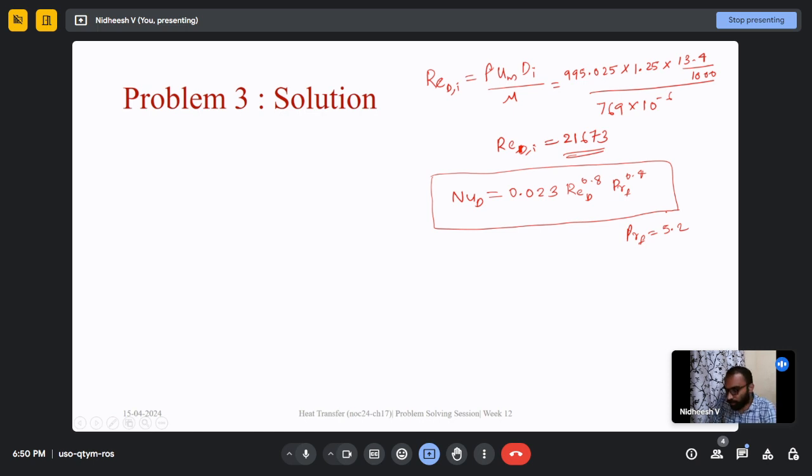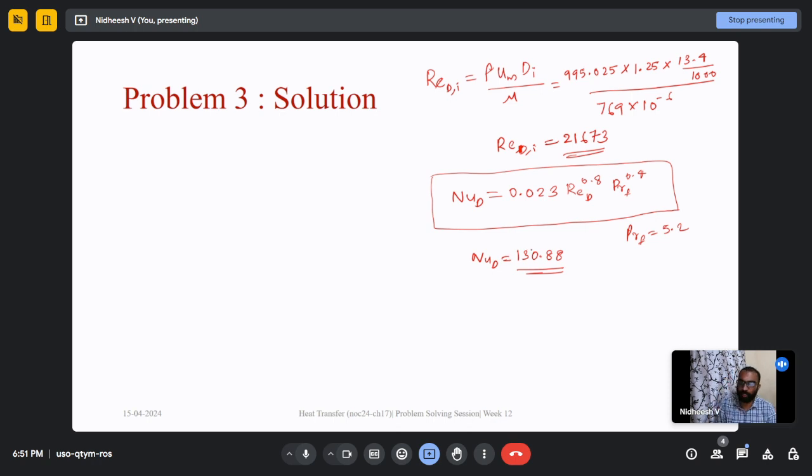Can someone evaluate the Nusselt number? Let me calculate the Nusselt number. 0.023 into Reynolds number to the power 0.8, that is 21673 power 0.8, multiplied by Prandtl number to the power 0.4, that is 5.2 power 0.4. So we are getting a value of 130.88. So the Nusselt number is 130.88.